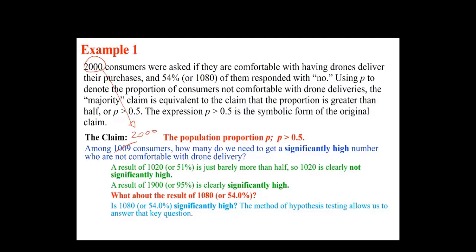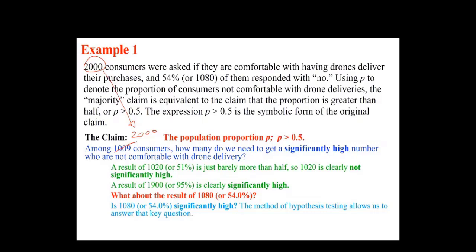If there are 2,000 consumers and 1,020, which corresponds to 51%, is that significant? As you can see, it's not a lot. It's only 51%. If you look at the second one, clearly 1,900 is significantly high. So the first one, it's close to 50%. It has no bearing. The second one is way up there, so significantly high.